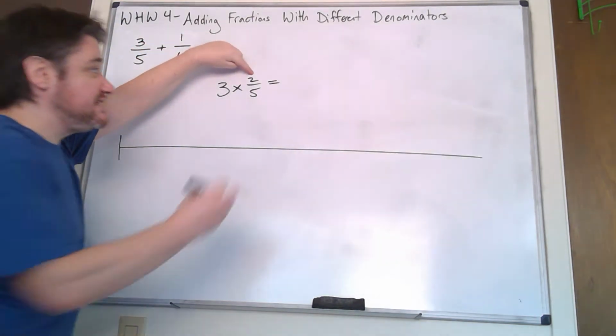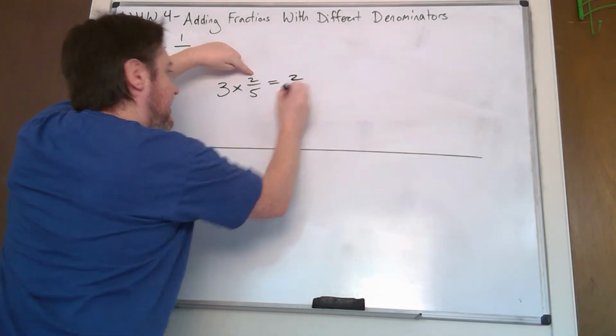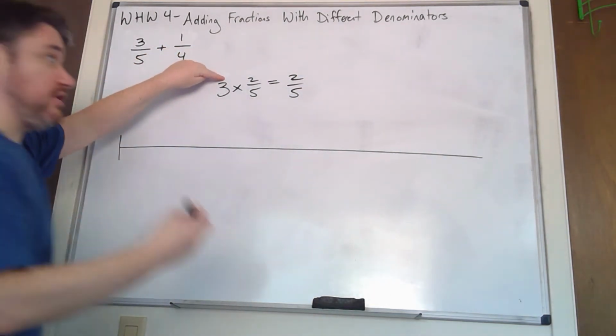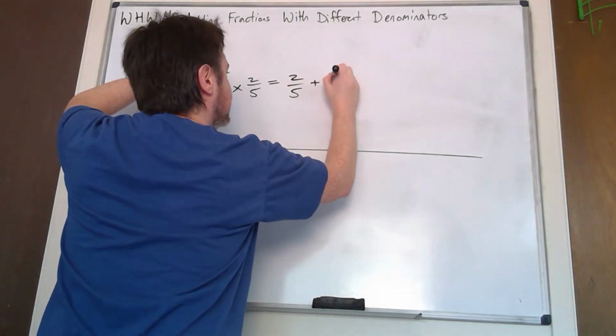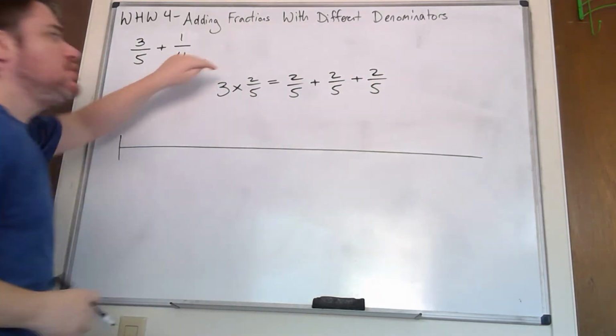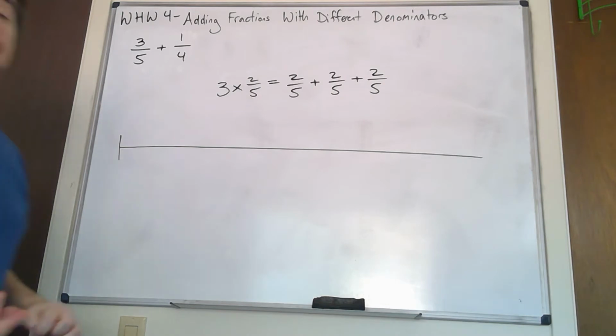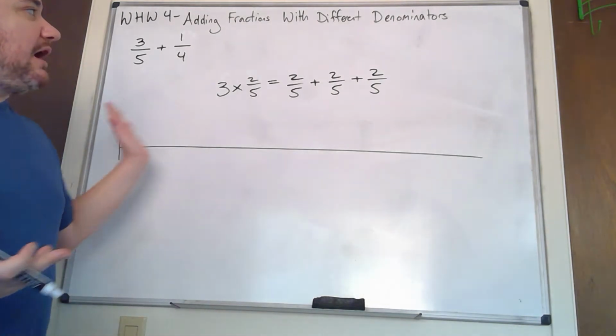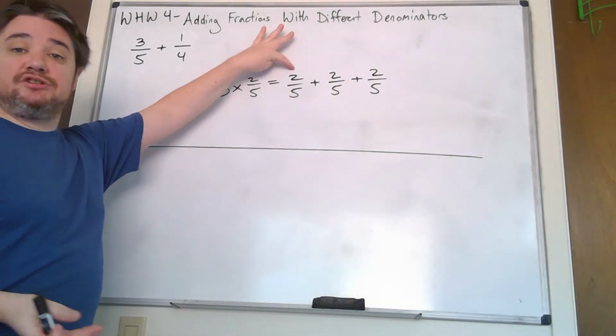So in other words, I'm adding up this value. That's my of what. And how many times am I adding them up? 3. So this was 2/5 plus 2/5 plus 2/5. So essentially it became an addition problem. And the way we did that was we'll locate 2/5.